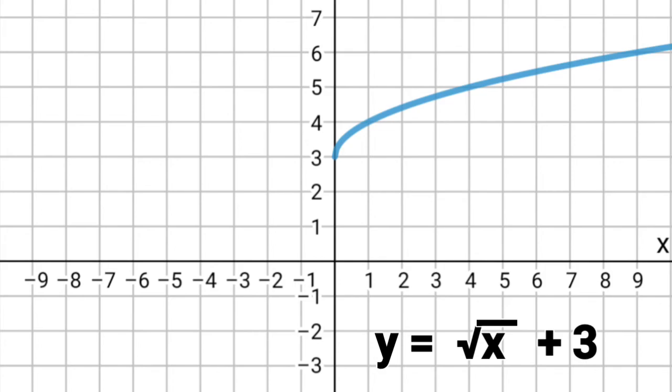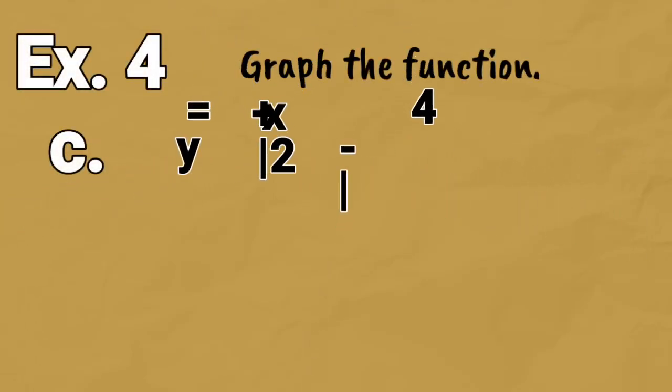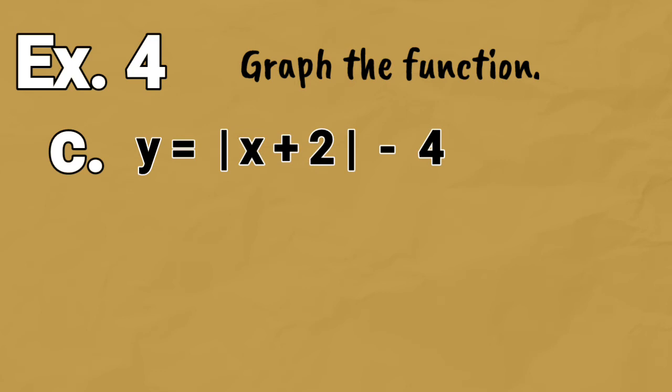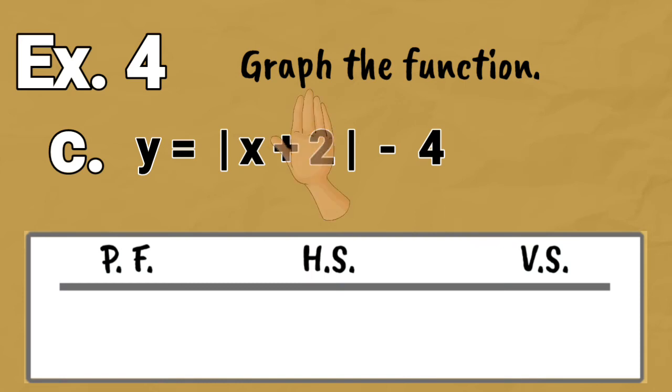Alright, so for our last example, we want to graph the function y equals the absolute value of (x plus 2) minus 4. Again, we start by identifying the parent function and any horizontal and vertical shifts. So if we cover up the numbers being added and subtracted, we're left with y equals the absolute value of x. And that's our parent function.